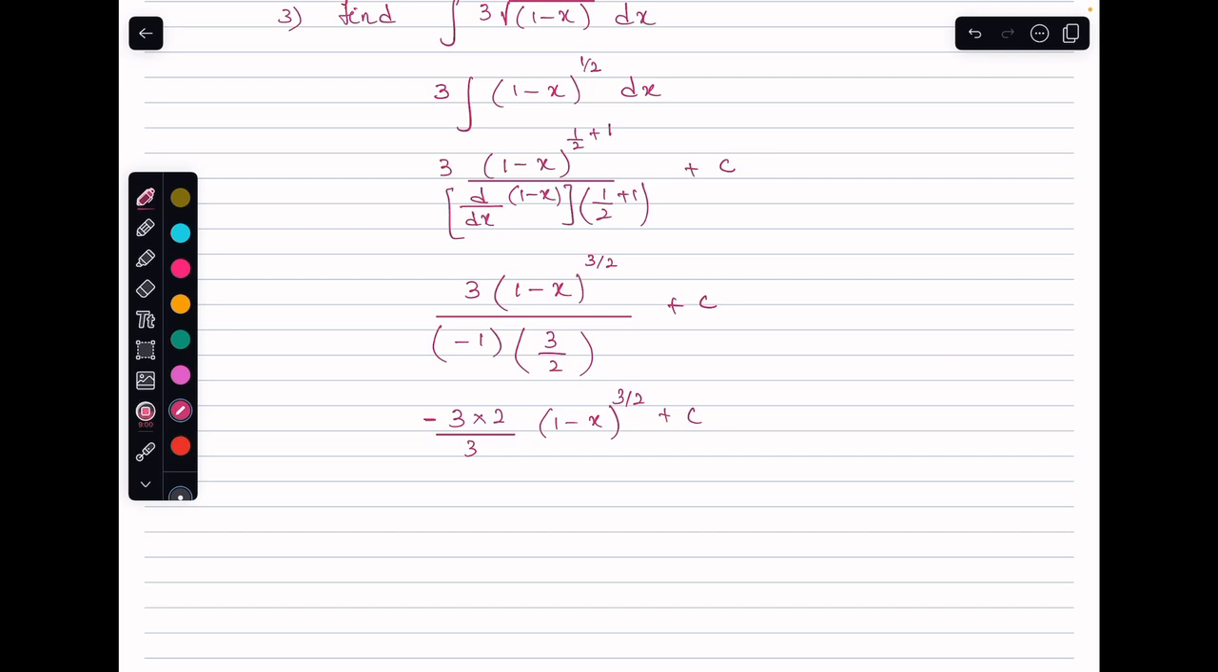The 3 gets simplified and I will be left here only with negative 2 and 1 minus x to the power 3 by 2 and plus c. This is then going to be the answer to this question.